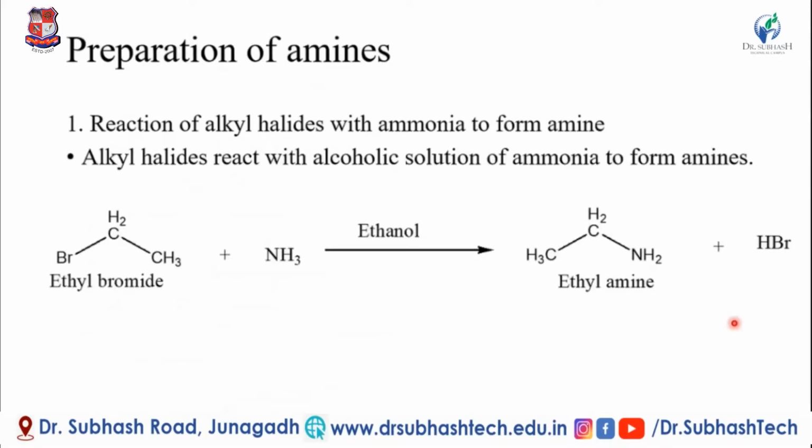Okay, so the first one is the reaction of the alkyl halide with ammonia to form the amine. Here we take one alkyl halide with an alcoholic solution of ammonia to form the primary amine. So here we take ethyl bromide, that is the alkyl halide, and react it with ammonia in an alcohol environment. So alcoholic ammonia, we get one ethylamine and one HBr is removed. Here, H of NH3 is replaced with Br, and Br is attached with the H, so HBr is removed.